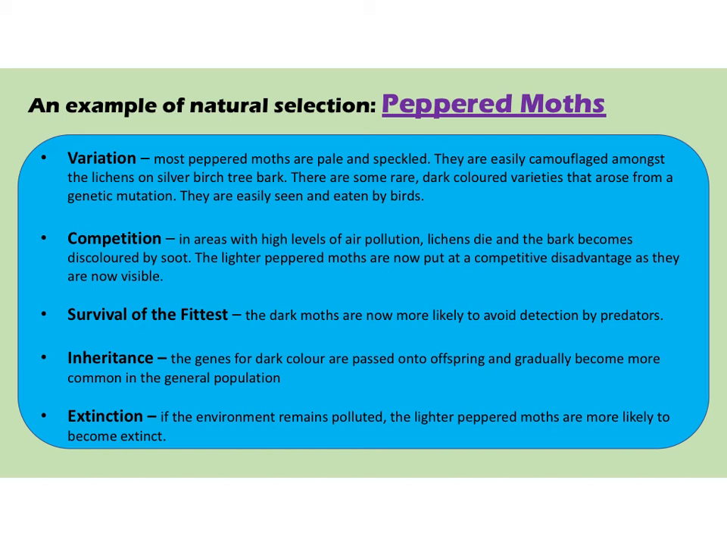That's for inheritance. And for extinction, if the environment remains polluted, the lighter peppered moths are more likely to become extinct. So here we've looked at a genetic mutation and then an environmental change, and how that allowed the new phenotype to outcompete the old one. Survival of the fittest allowed it to survive and pass on its genes, which is inheritance, and the old phenotype became extinct.